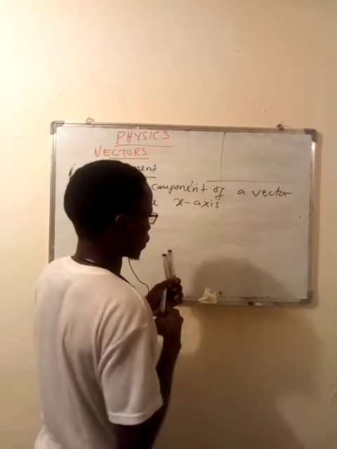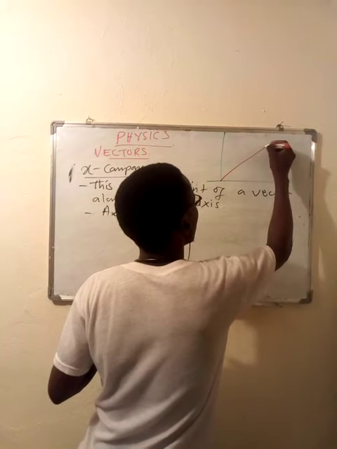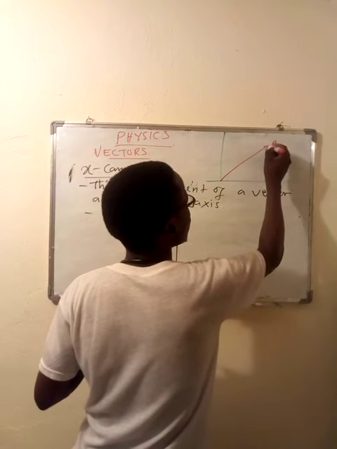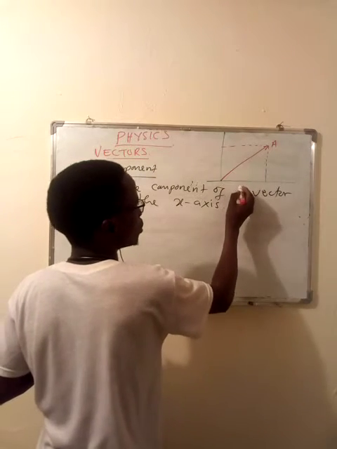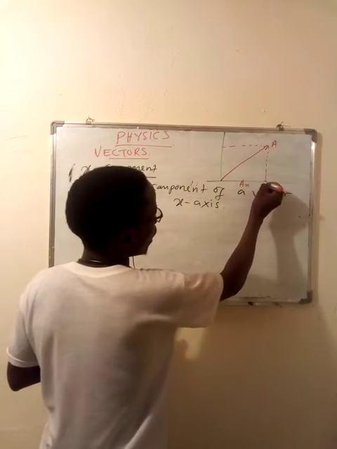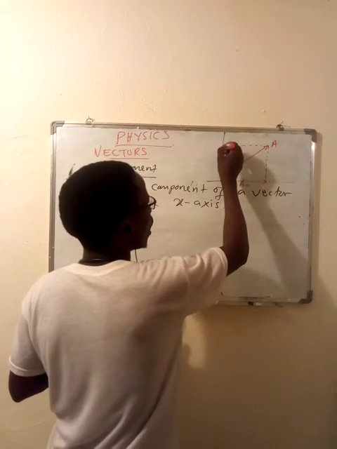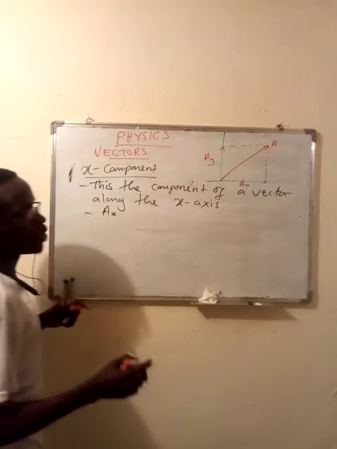I'm trying to use different colors so that we can see clearly. So we had something like that. That is our A, and then we have the components. So this is AX because it's along the x-axis. Then this is AY, because it's along the y-axis.